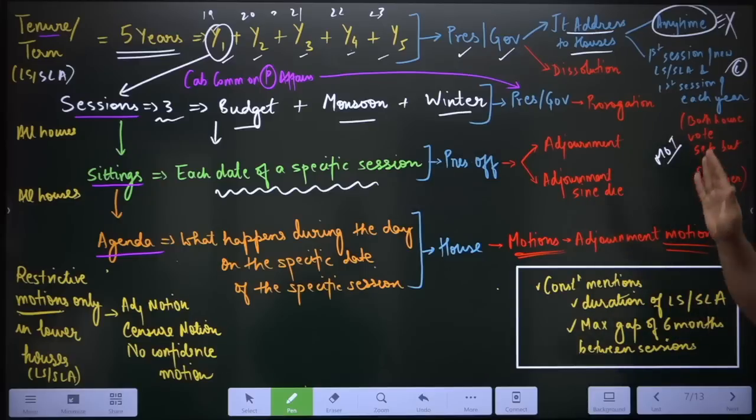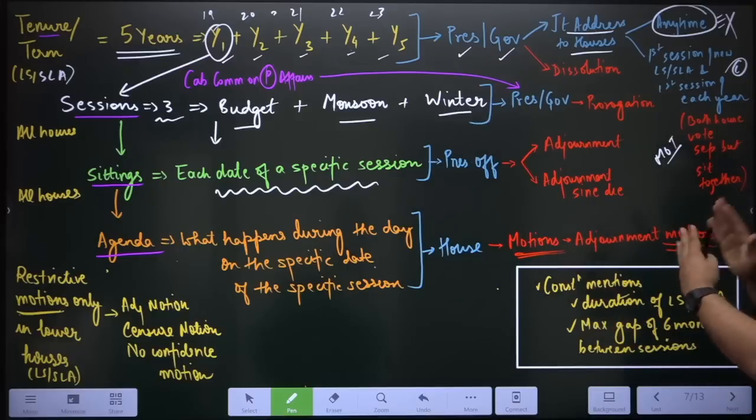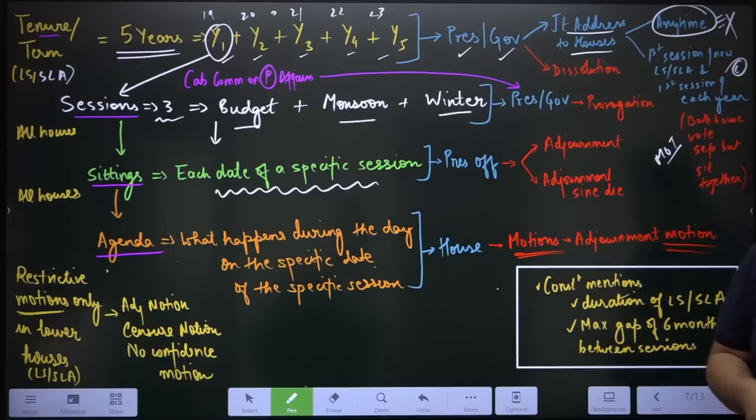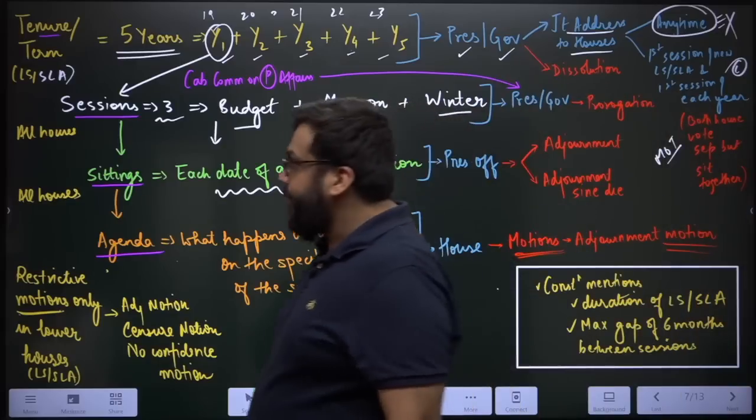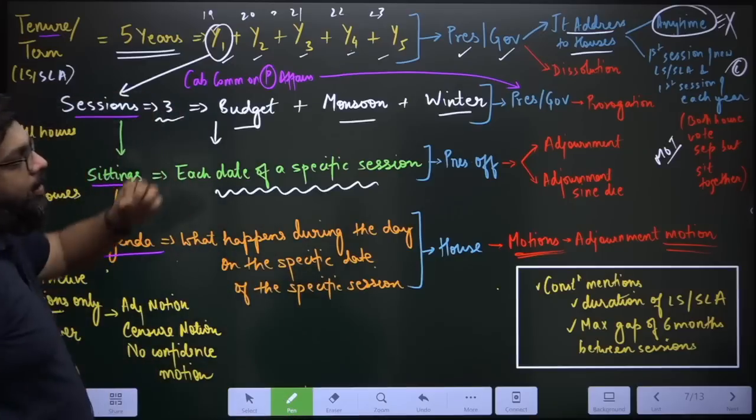Both the houses will then go separate and both the houses will then vote separately. If the Rajya Sabha rejects it, doesn't matter. So Rajya Sabha never rejects it. It simply amends it. If the Lok Sabha rejects it, then it is trouble. It can actually lead to the fall of the government, right? So that's what is called a joint address.